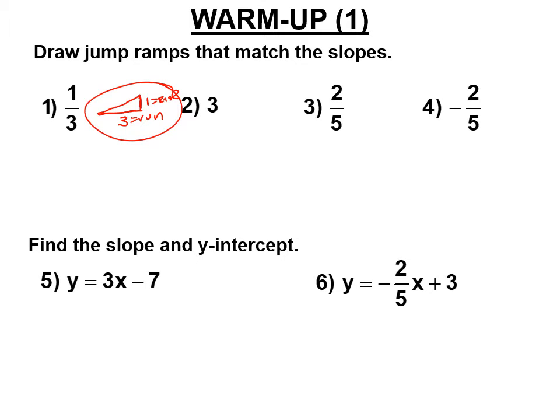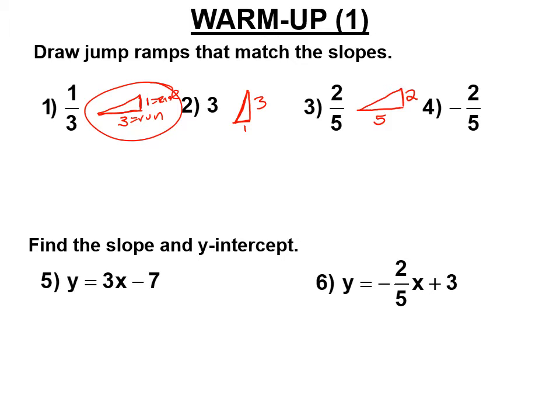So what would be a ramp for 3? Or 3 would be go over 1 and then up 3. So it would look more like this, right? 2/5 would be, if this is 5, so up should be a little less than halfway, because halfway would be 2.5. So that would be a ramp for 2/5.